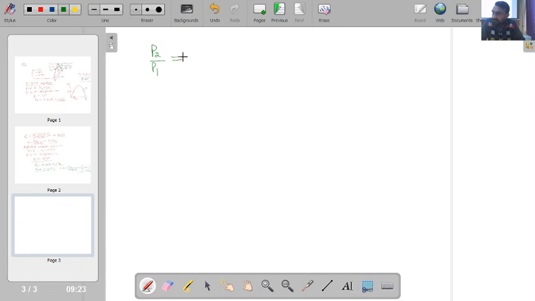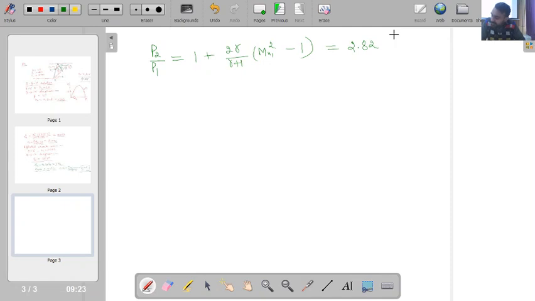P2 by P1 will be 1 plus 2 gamma by gamma plus 1, times Mn1 squared minus 1. Okay, so this is the value of P2 by P1, and Mn1 is known to us. If you do calculate, it will come out to be 2.82. Okay, it is 2.82.